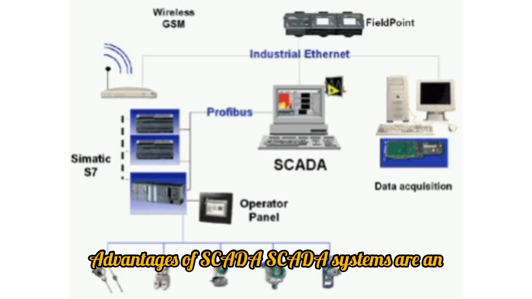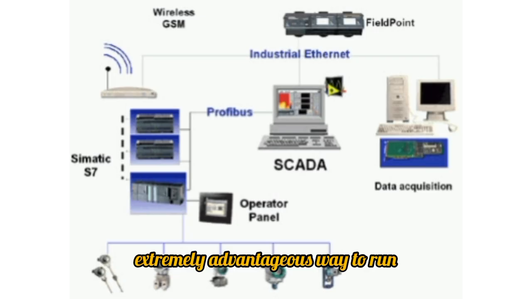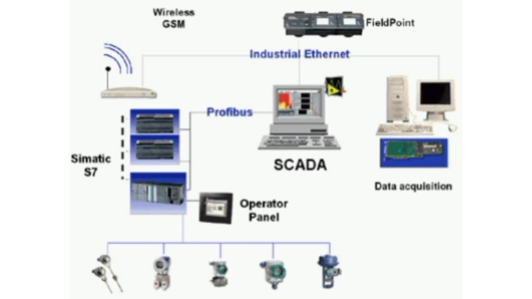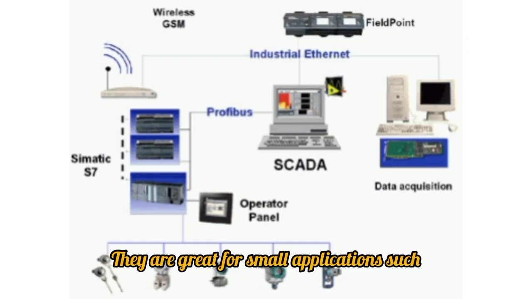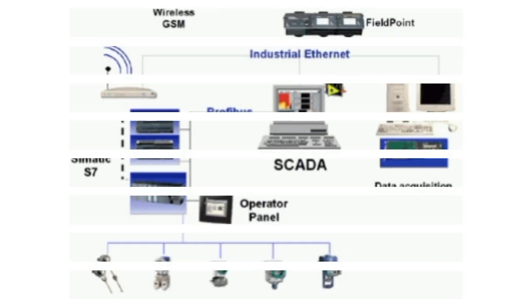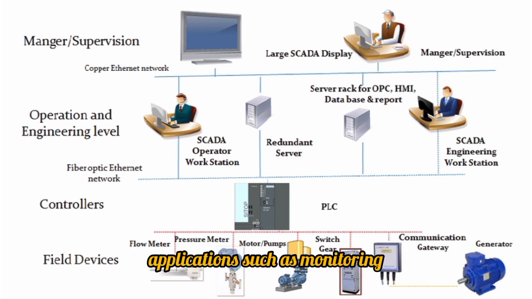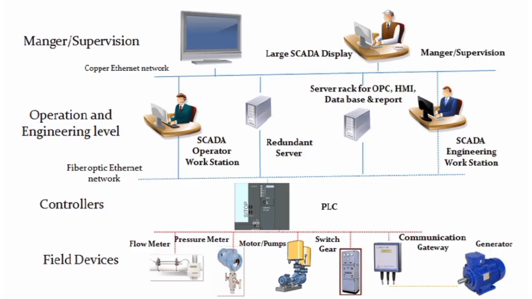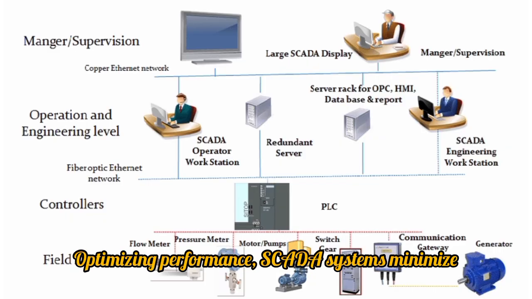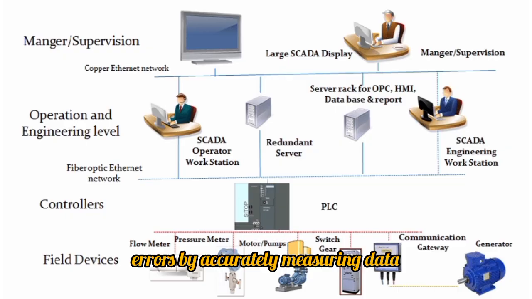Advantages of SCADA. SCADA systems are an extremely advantageous way to run and monitor processes. They are great for small applications, such as climate control. They can also be effectively used in large applications such as monitoring and controlling a nuclear power plant or mass transit system. Optimizing performance: SCADA systems minimize errors by accurately measuring data and increasing the overall efficiency of the system.